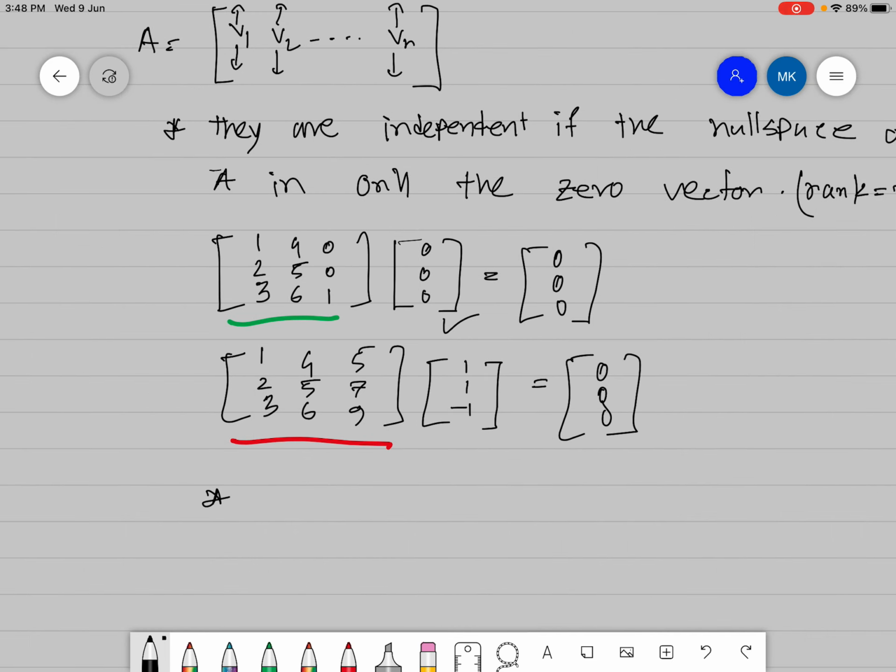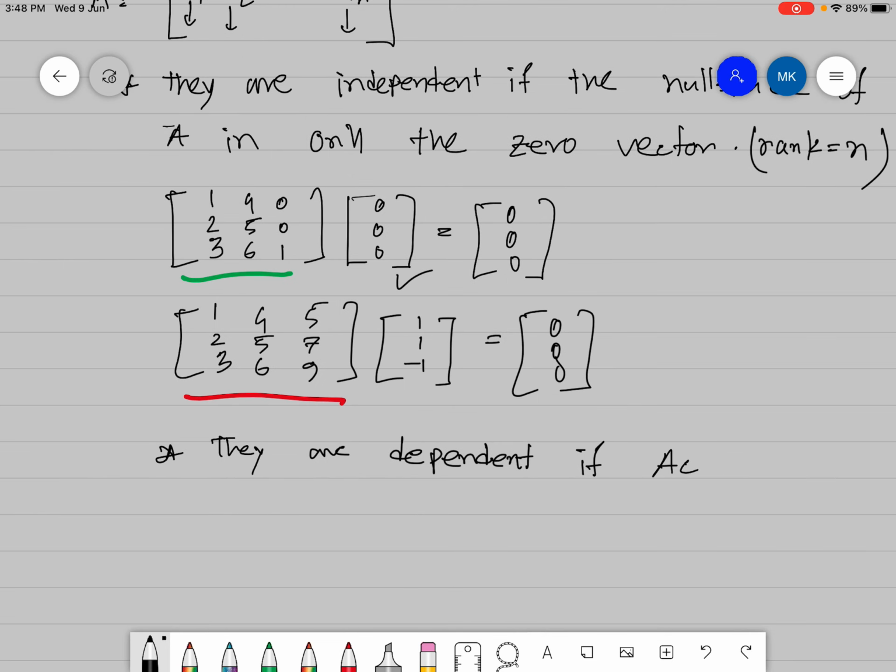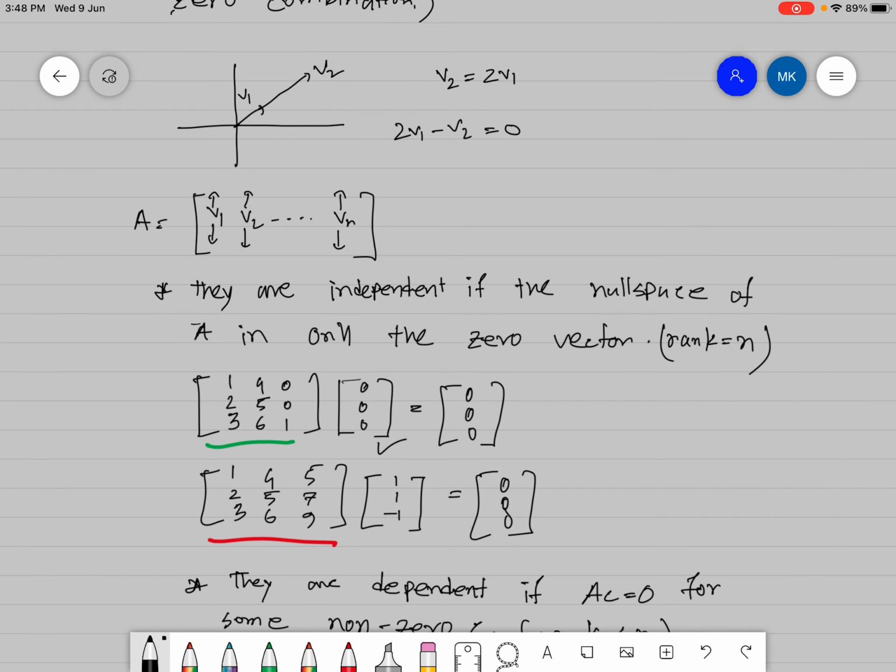So the other case is they are dependent if AC, C is for column, AC equals 0 for some non-zero C. Right, so in this case the rank is less than n. So this is a bit of a formal definition.